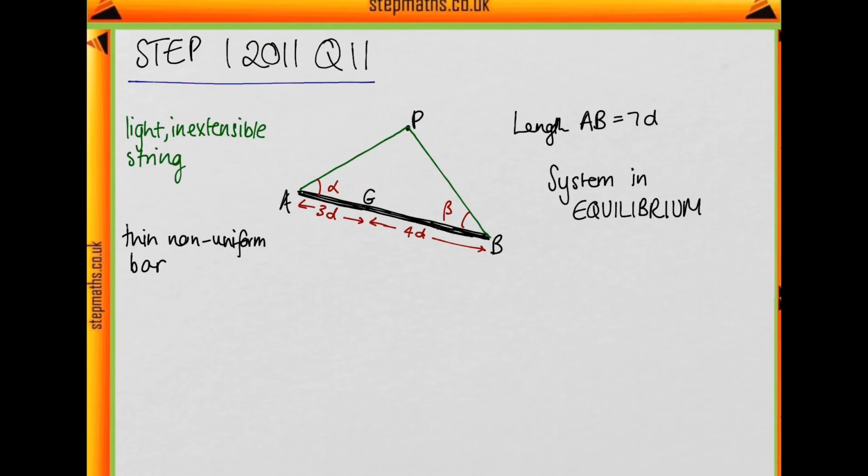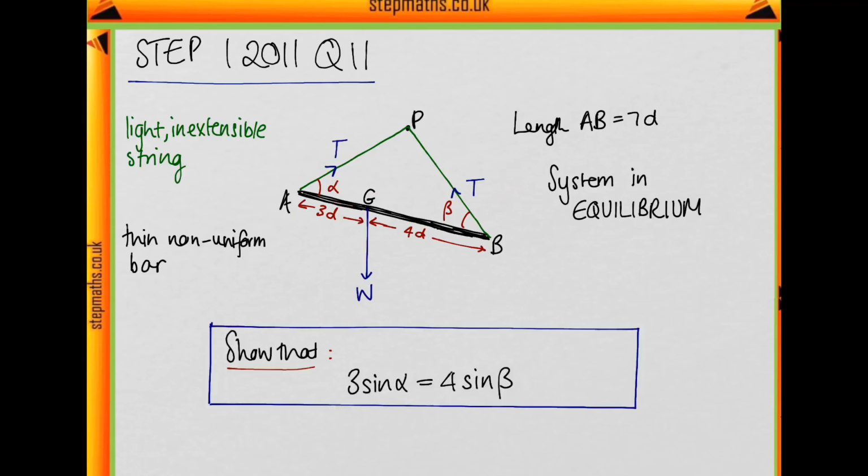Have a go at doing that yourself first. So we've got weight and tension. And now the first part of the question asks us to show that 3 sine alpha equals 4 sine beta. So we've got the angle alpha here, which is defined as PAB, and the angle beta here, which is defined as ABP.